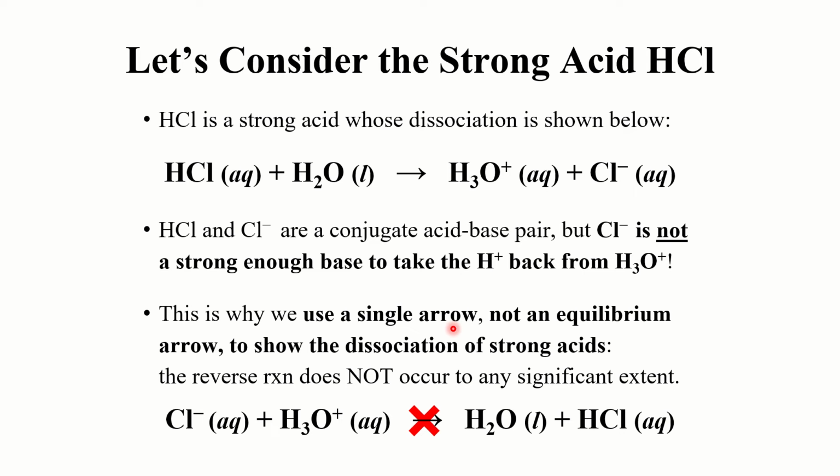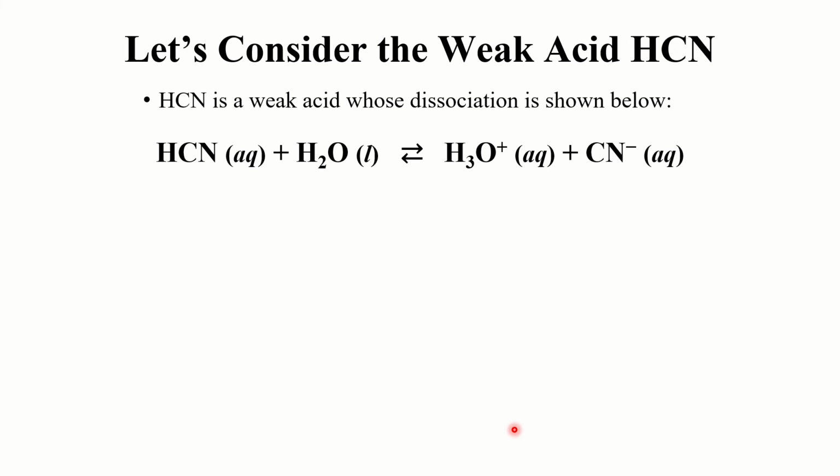Anytime we show the dissociations of strong acids or strong bases, we use a single forward arrow because these reactions move in the forward direction only. They are irreversible. The reverse reaction does not occur to any significant extent.